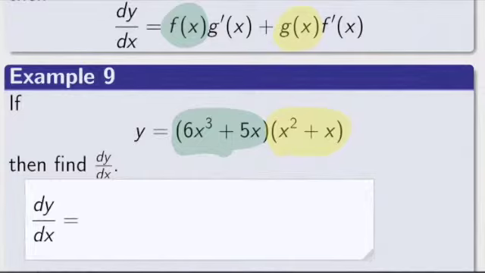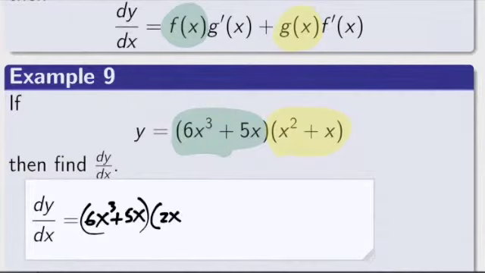So we would write the first function and multiply that with the derivative of the second function. So the derivative of x squared is 2x, the derivative of x is 1, plus we take the second function, which is x squared plus x, and multiply that with the derivative of the first function.